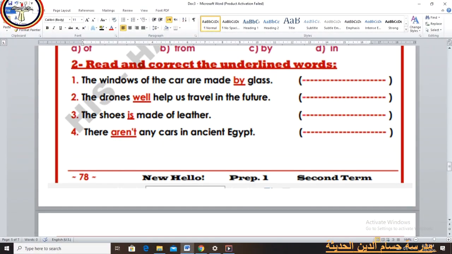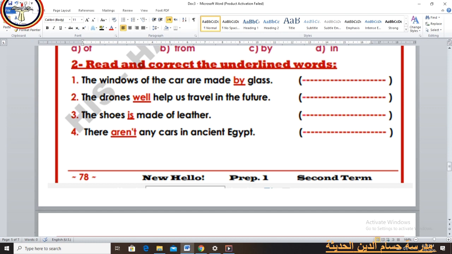Question number 2: Read and correct the underlined words. Number 1: The windows of the car are made by glass. So by is wrong. Yes, Adham. Very good. Of. The windows of the car are made of glass.